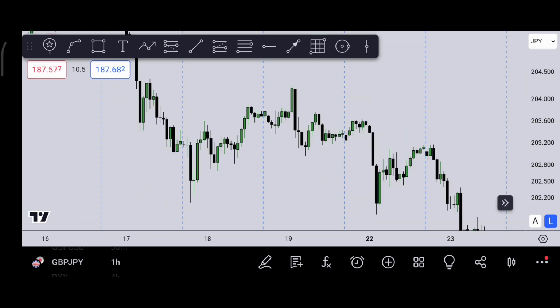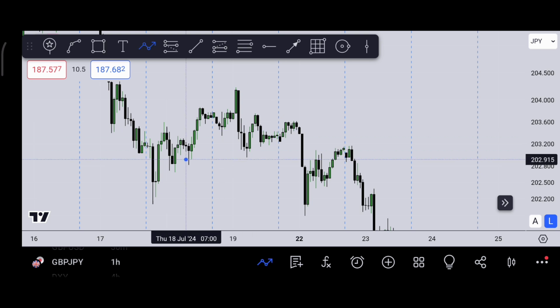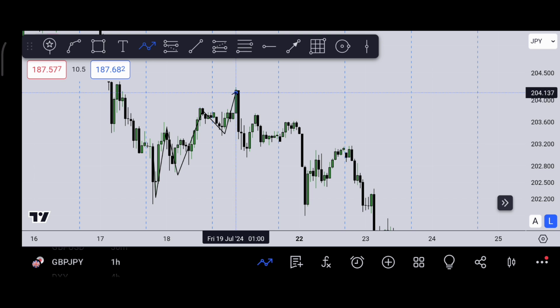So this is a live chart right now. Let me show you the structure. Market was bullish here, creating higher lows and a higher high. Then all of a sudden it broke this low. It's fair to expect it.